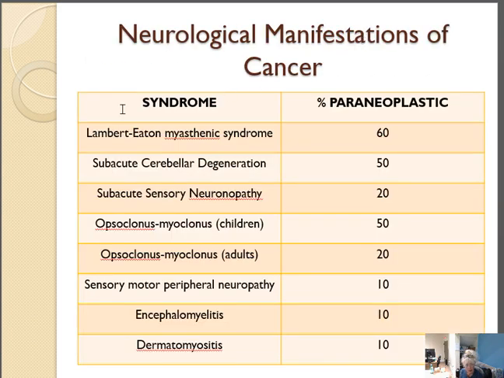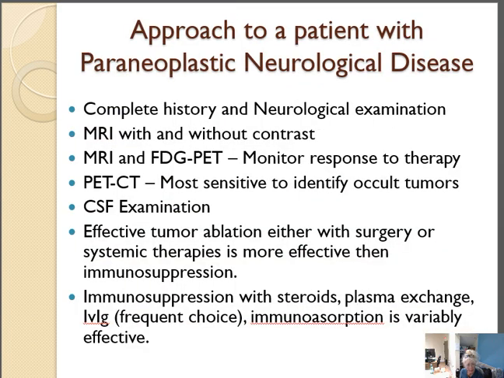Neurological manifestations, this just gives you the percentage of paraneoplastic neurological manifestations. You notice as you get more into the skin, it's not as paraneoplastic.